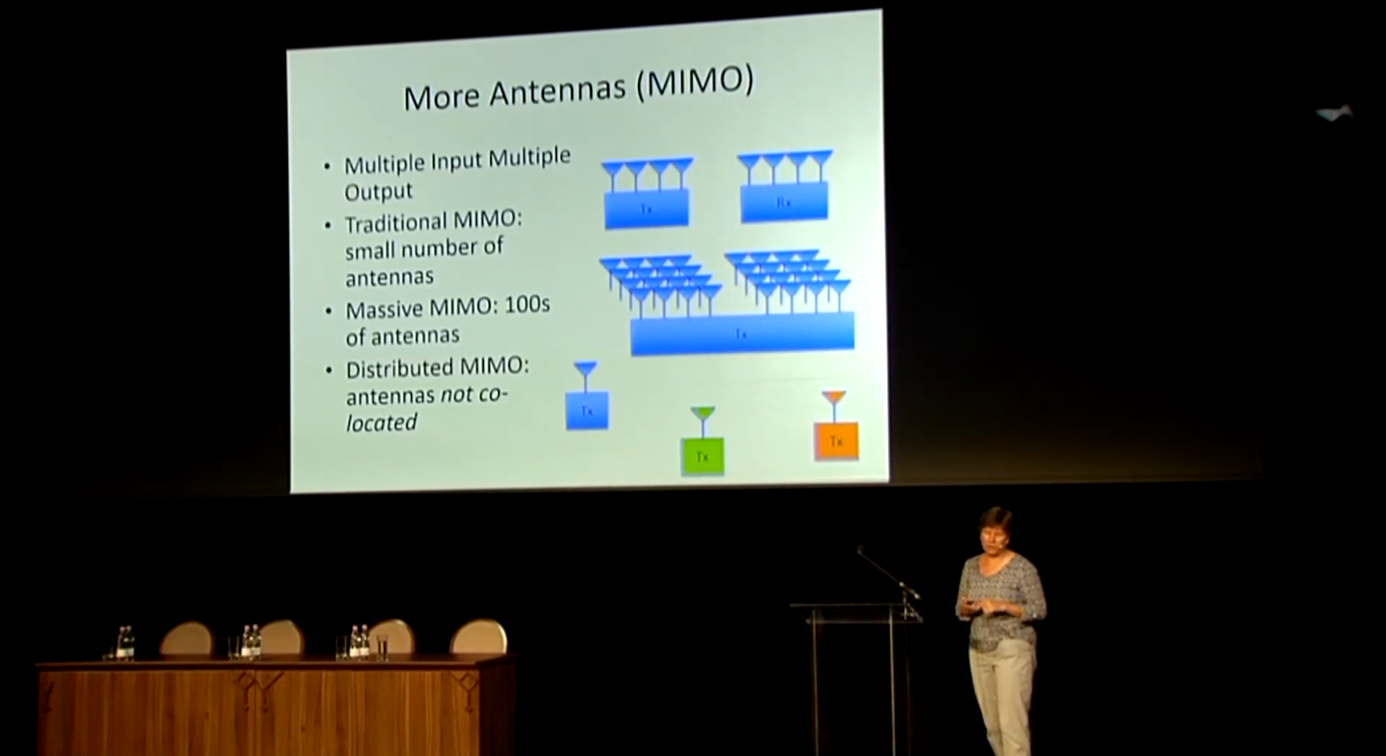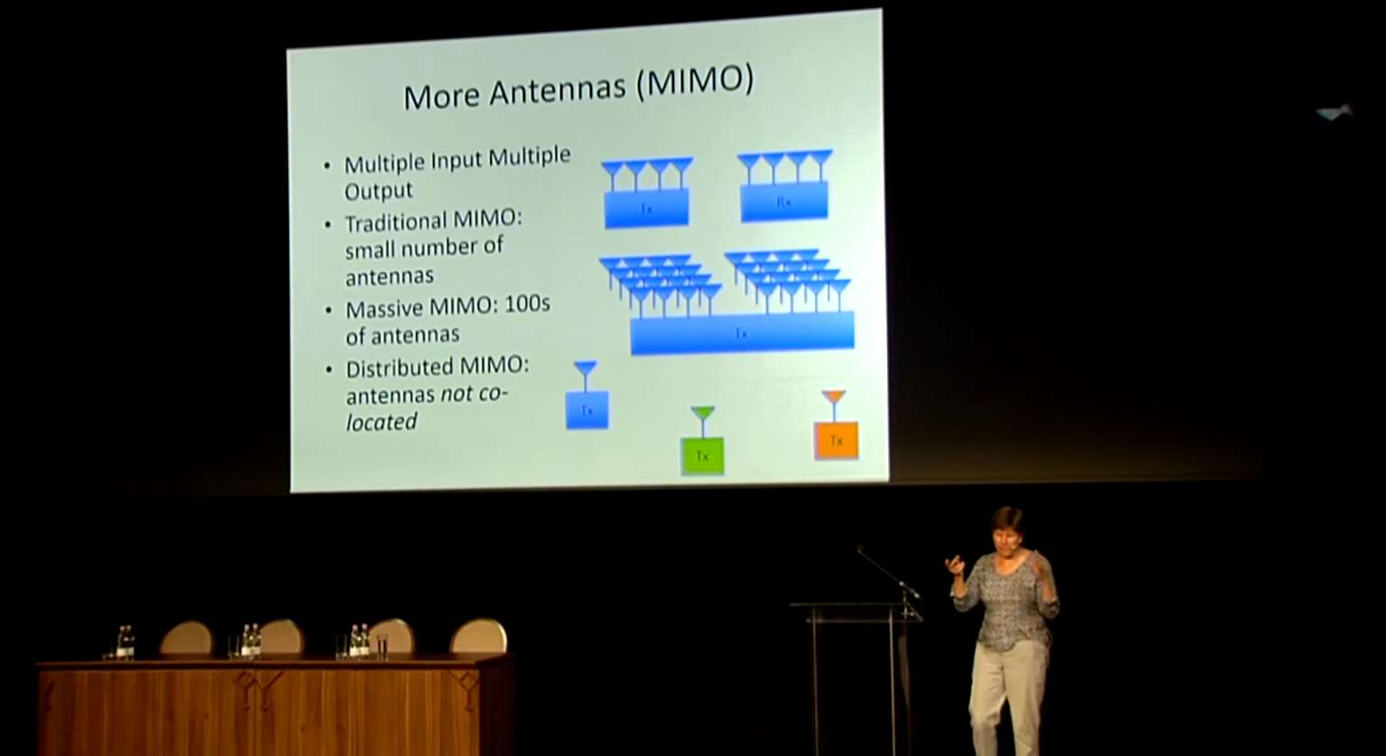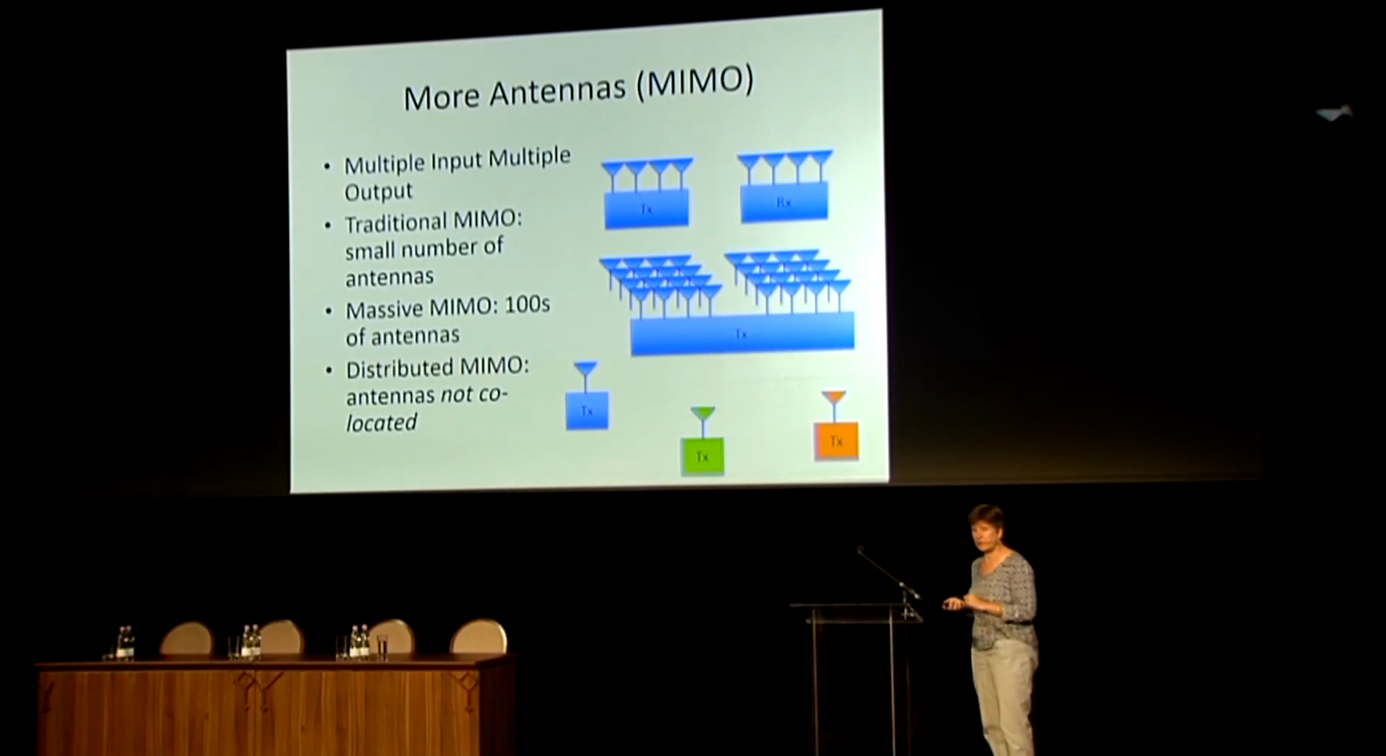Okay, so now moving away a bit from the antenna array and the smallish number of antennas related to powering sensors in the body, let's talk about other ways to have more antennas. MIMO, multiple input, multiple output, just means you have multiple antennas at the transmitter and multiple antennas at the receiver. In traditional MIMO, you would have a fairly small number of these antennas.